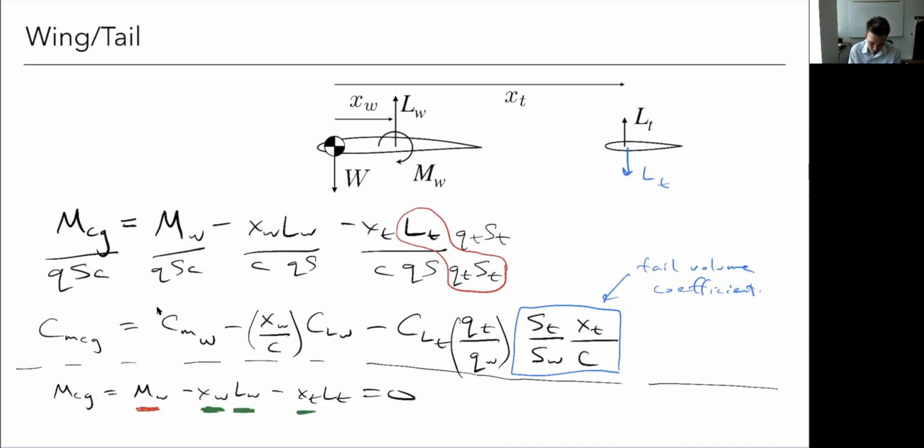So that means then that this whole term here is negative, right? Because there's a negative sign in front of it. And this first one is negative. So I need this last term to be positive. So what that means is, since there's a negative sign here, I need LT to be negative, right? And that's what we already saw from the physical rationalization: we need the tail to be lifting downward, right? So it doesn't have to be a ton because it can be far back there a bit, but it does need to be there. And again, we're going to pay a penalty.